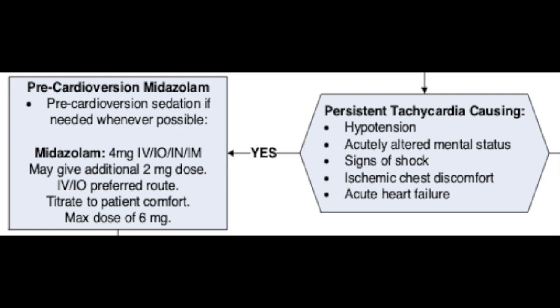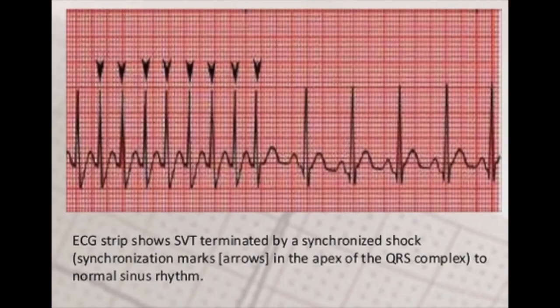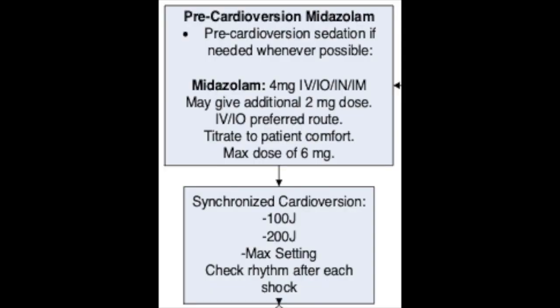Is the person hypotensive, confused, showing signs of shock, having chest pain? These patients are unstable, and we're going to move quickly to synchronized cardioversion in these situations. Remember, synchronized cardioversion is uncomfortable. You can give them midazolam at 4 milligram doses.